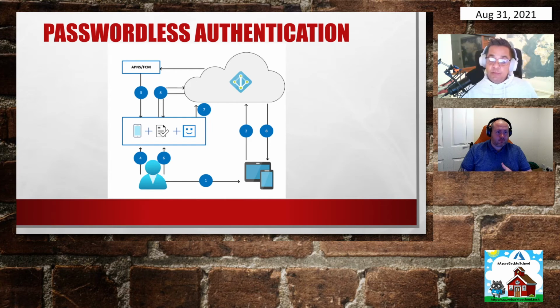And then we move on to, as you can see, Azure AD there in the cloud, and then it moves across to the square box. You can see APNS and FCM, and that's step 3. So what's happened there is a notification is sent to the authentication app that we have on our mobile device via the Apple Push Notification Service, which is APNS, so that's for iOS devices, or via Firebase Cloud Messaging, which is FCM, which is for Android devices.